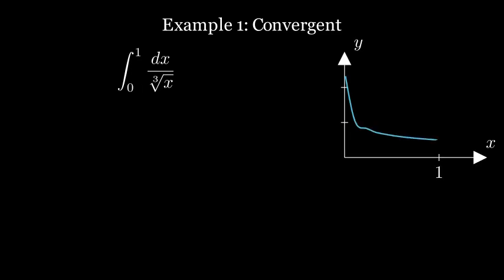Let's evaluate the integral from 0 to 1 of 1 over the cube root of x. Here is a sketch of the function. The shaded area represents our integral. Notice the infinite discontinuity at x equals 0.